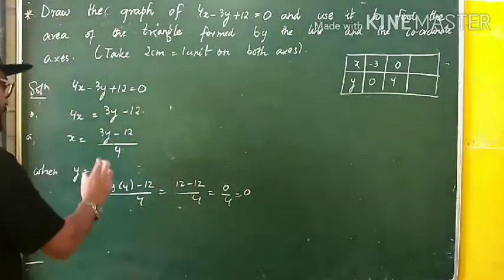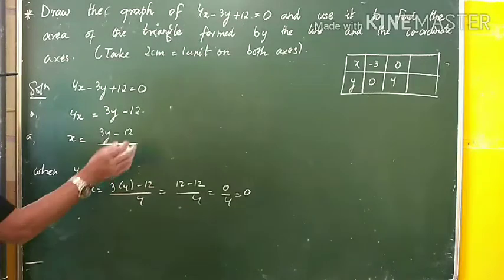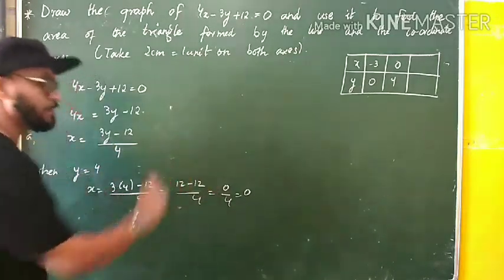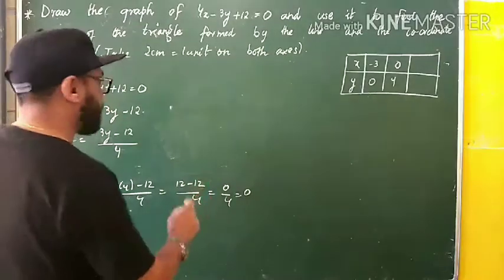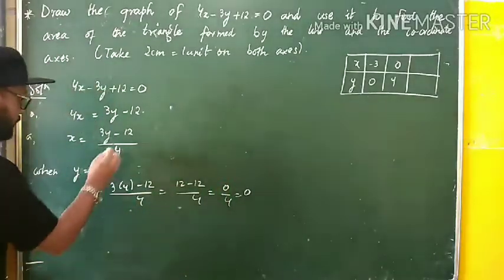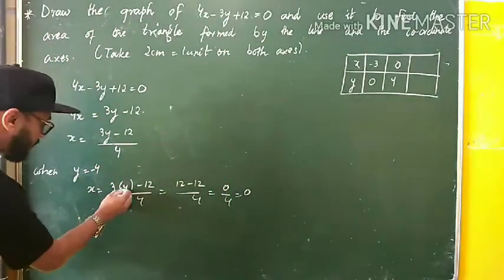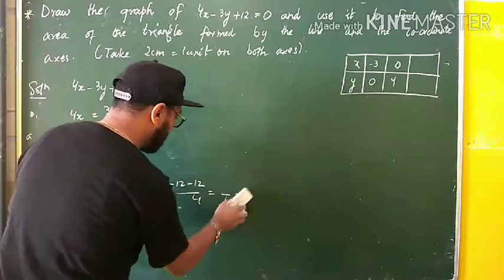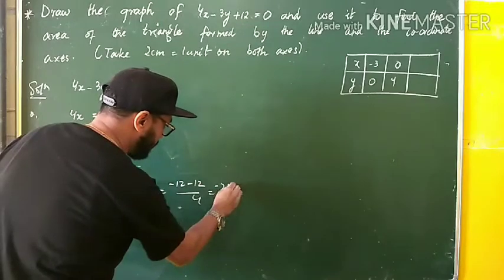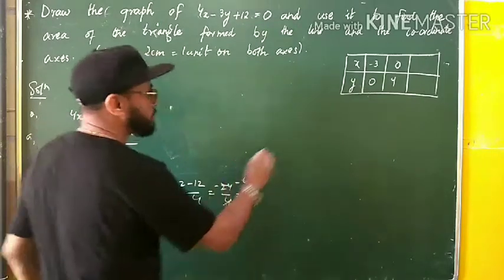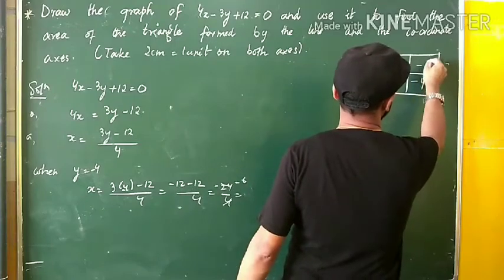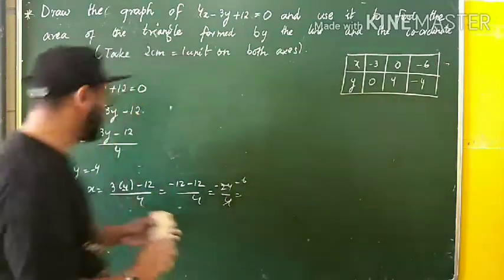But if you take the value of y as 4, then it will easily satisfy. Okay? Now let's take another value. What if you take minus 4? If you take minus 4 here, this will give you minus 12. So minus 12 will give you minus 24. So this is minus 6. So when y is equal to minus 4, x is equal to minus 6. Clear?